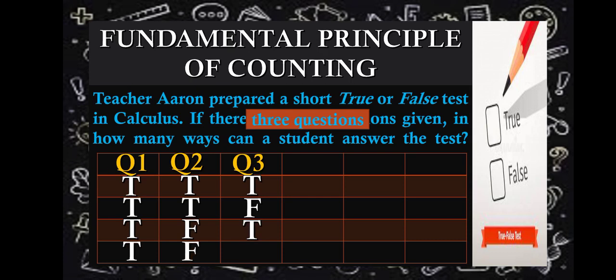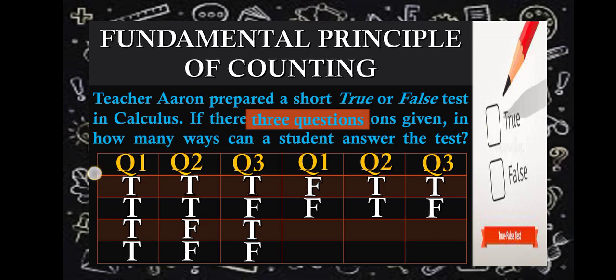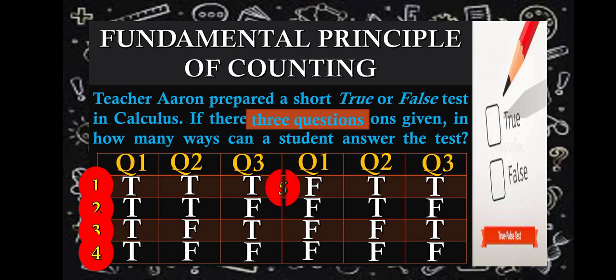Next is true, false, false. Another one. Let's say false, true, true, false, true, false, true, false, true, and the last option is false, false, false. Now, going back to the question, how many ways can a student answer the test? So we have 1, 2, 3, 4, 5, 6, 7, 8. There are 8 possible ways a student can answer the test, which is in the format of true or false.